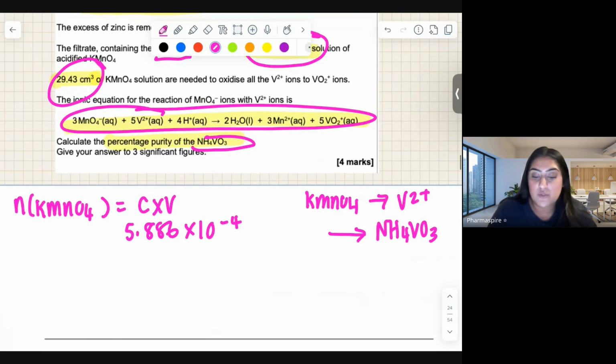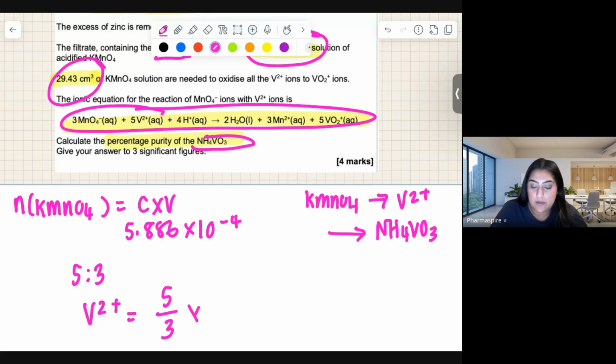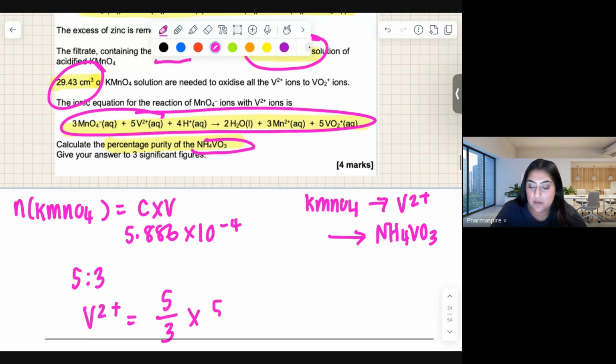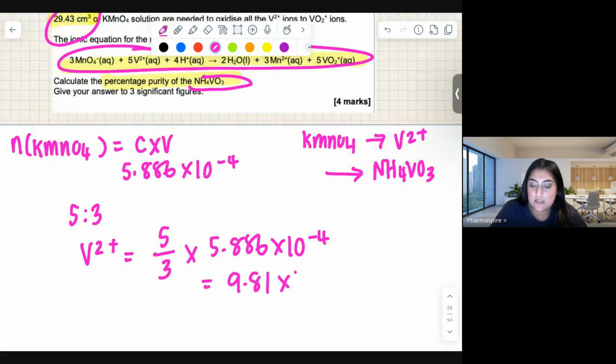So what's the ratio between V2+ and MnO4-? It's 5 to 3, isn't it? So with that, I'm going to work it out. V2+ is equal to 5 over 3 times the moles of MnO4. So I'm just going to do 5 over 3 times 5.886 times 10 to the power minus 4. So you should get your moles as 9.81 times 10 to the power minus 4. Happy with that? Okay, so those are the 2 marks that are pretty much the same in every redox. So make sure you remember them.